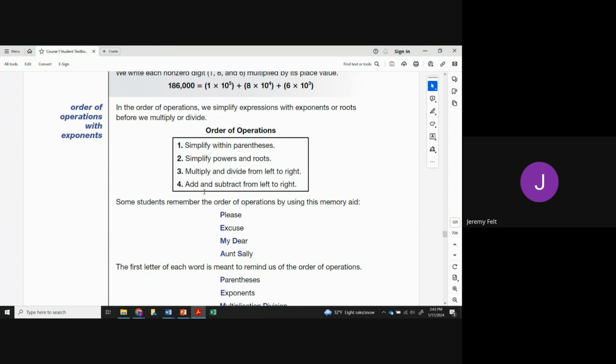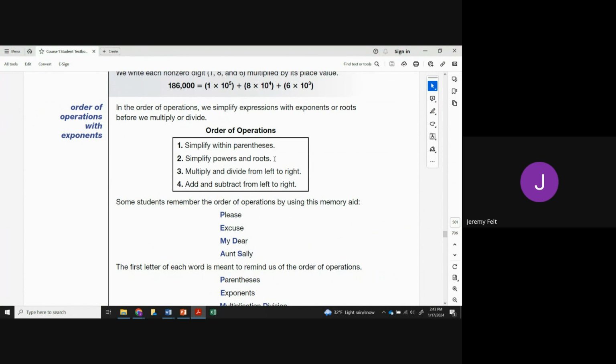So our order of operations, we know parentheses or any grouping symbols. I know there's more than parentheses. People will try and correct you, but this should give you a decent idea. And then powers or roots. So any exponents. So you're squaring something or cubing or taking a square root.